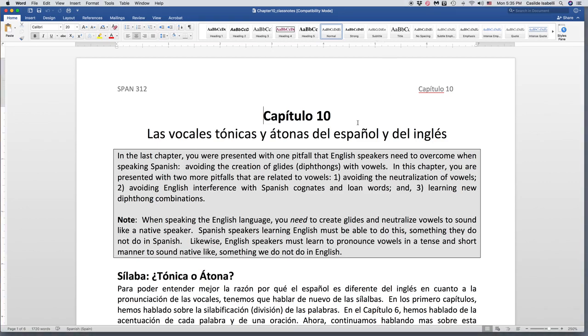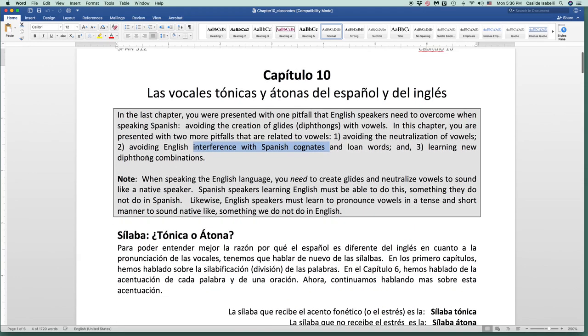For chapter 10 recording, I am going to talk about the other two pitfalls that you have with vowels in Spanish. In chapter 9, I talked about the creation of diphthongs, and in this chapter, I'll talk about three more: avoiding neutralizing vowels, avoiding interference with Spanish cognates and loan words, and of course, learning new diphthong combinations that do not exist in English.